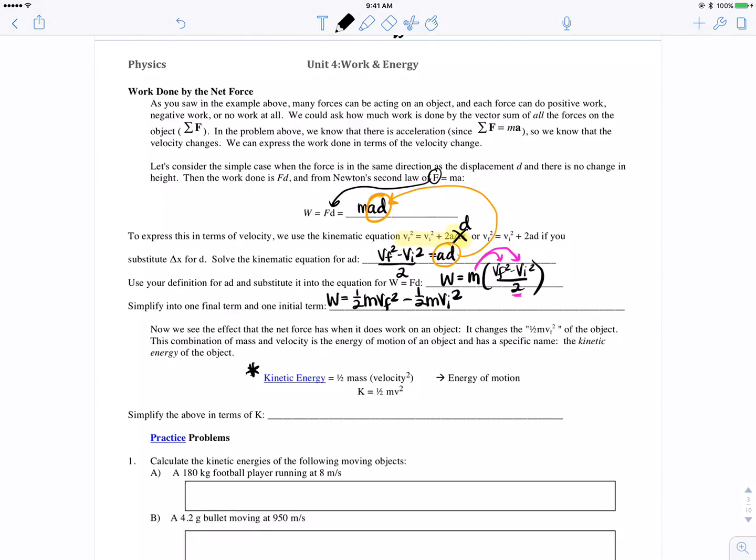Now here I tell you that the formula for kinetic energy is 1/2 mv squared, or KE equals 1/2 mv squared. And if that's the case, then when we compare that to the equation that we just derived algebraically, we see that work must be equal to KE final, 1/2 mvf squared, minus KE initial, 1/2 mvi squared. And anytime we have a final term minus an initial term, we know that that's equal to delta of something. So work is equal to delta KE.